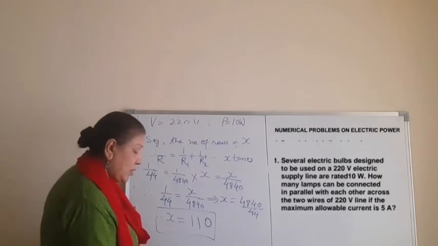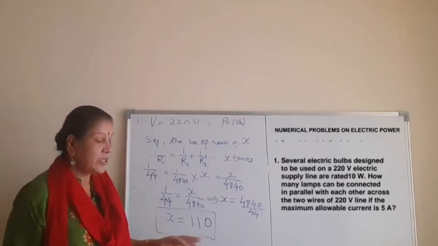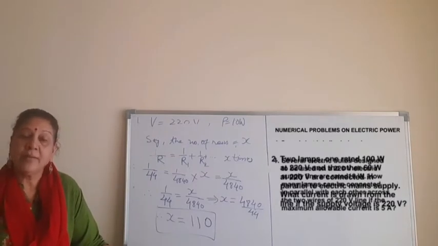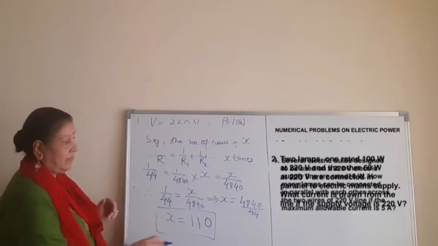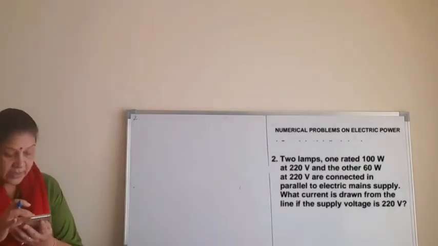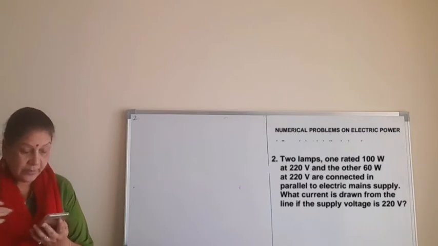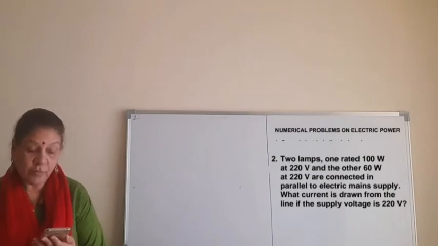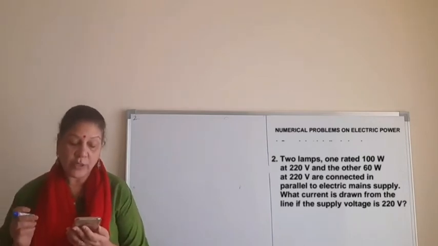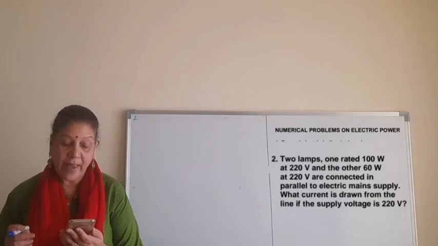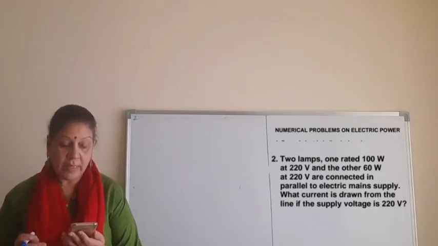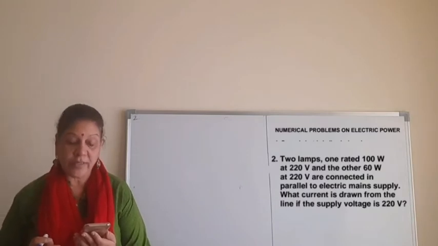We are going to start with question number 2. I told you before also, children, please keep on practicing the numericals. Learn all the formulae to make yourself perfect in numericals, and then it becomes easy for you. The second numerical is: 2 lamps, one rated 100 watt at 220 volt and the other 60 watt at 220 volt, are connected in parallel to electric main supply. What current is drawn from the line if the supply voltage is 220 volts?